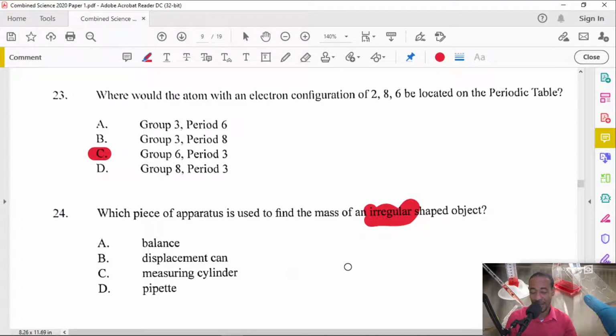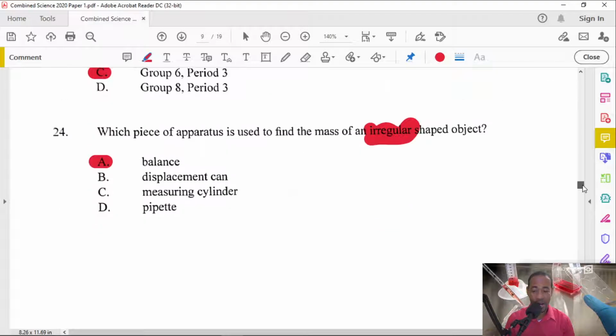If we say volume, then that would be a different story. But talk about mass, a balance is used to measure mass, regardless of irregular or regularly shaped. Doesn't matter, right? All right, so a balance. So be careful of the words, okay? All right, let's get number 25 real quick.